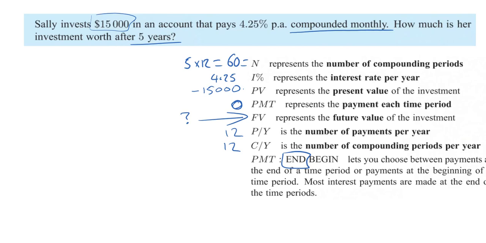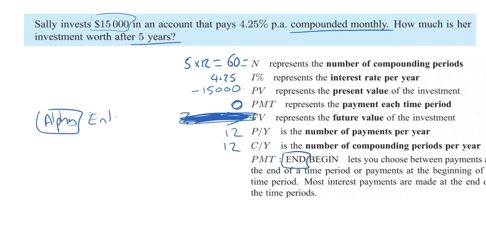Now, the one that we didn't have is this FV. That's what we're trying to find. So on your calculator, once you've inputted all that, scroll up until you're at this box, the FV box. And what you're going to do is press the alpha button and then enter.